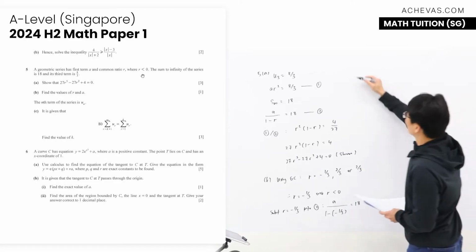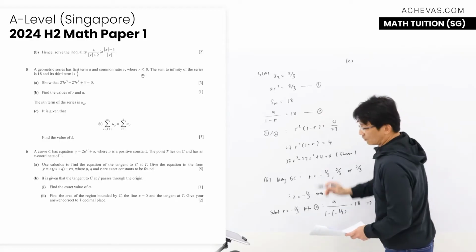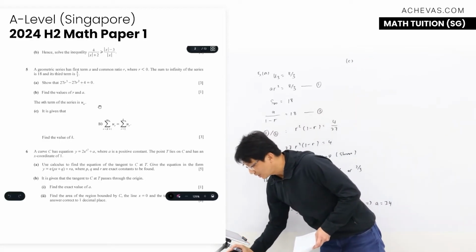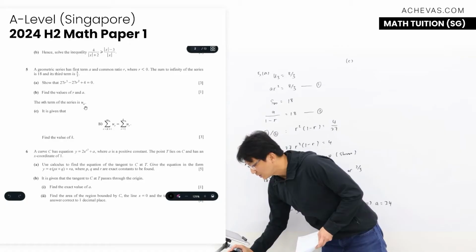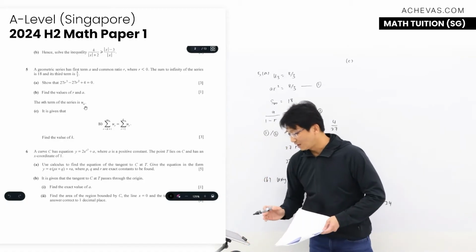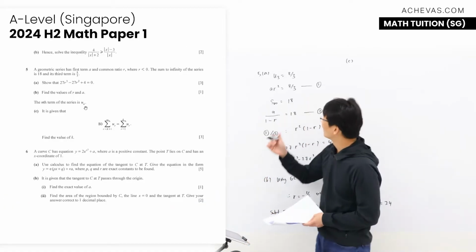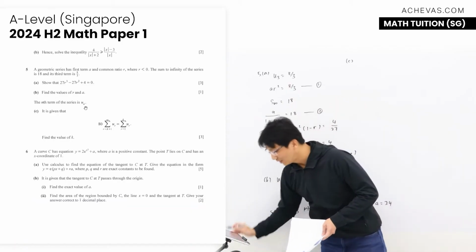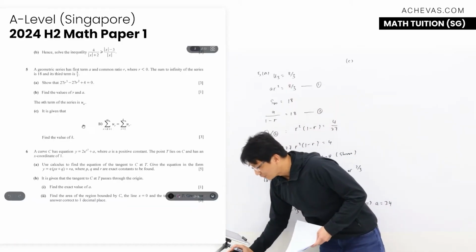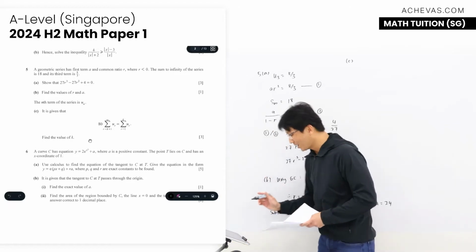Right, let's look at part C now. For part C, the question says the nth term of the series is un. I mean, they are just talking about the GP. This GP actually is equal to un. That is the general term. We are given this particular summation and you are supposed to find the value of k.